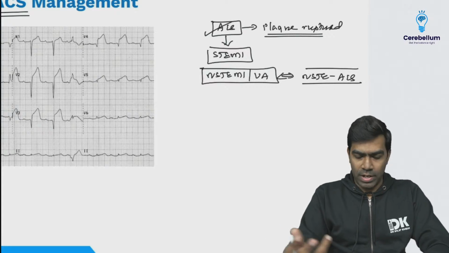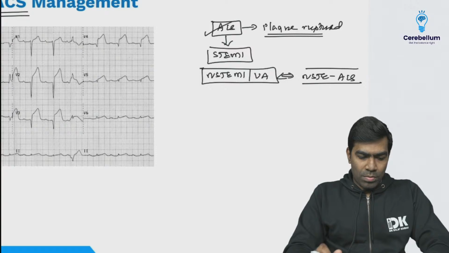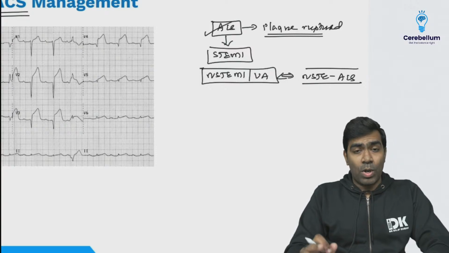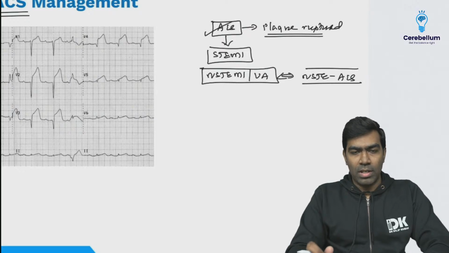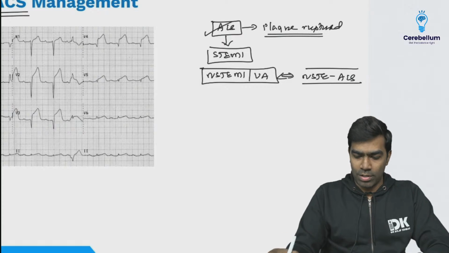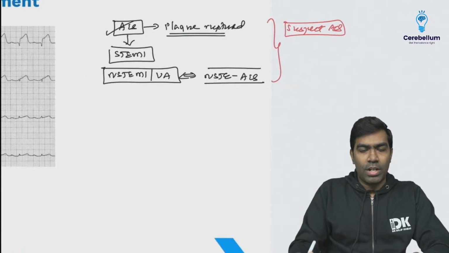Okay, fine, all right. So we have two forms of ACS, that is acute coronary syndrome. One is the STEMI, that is ST elevation myocardial infarction. The second one is N-STEMI unstable angina complex, otherwise called non-ST segment elevation acute coronary syndrome. So remember, whenever you are going to suspect acute coronary syndrome, what do you need to do? So when will you suspect?